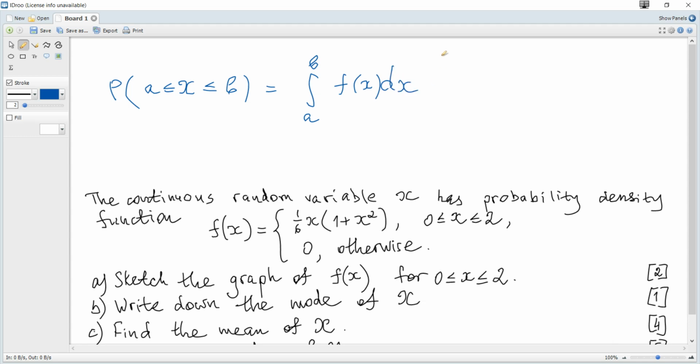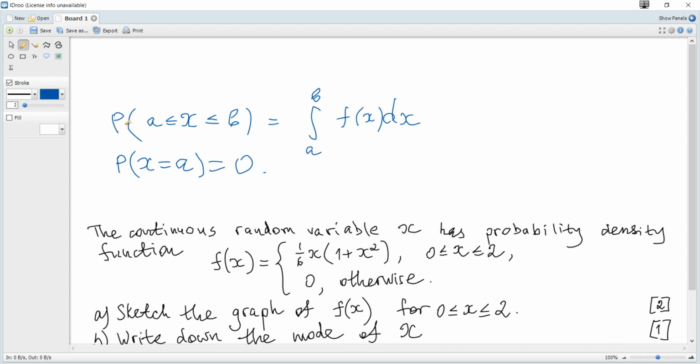And we know that integral is area, so the area under the curve between a and b is equal to the probability that x is in between a and b. Notice that it doesn't matter whether endpoints are included or excluded, it's the same integral. It's because the probability that x is equal to some specific value is equal to 0.